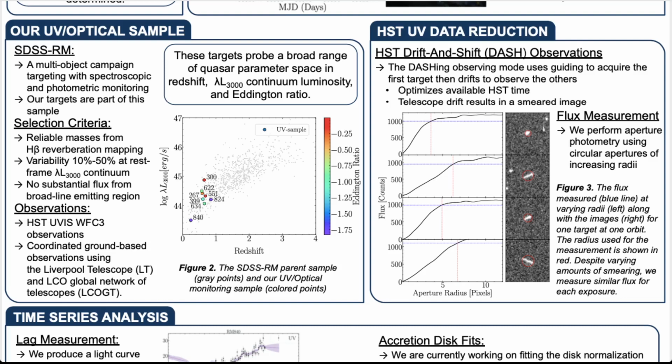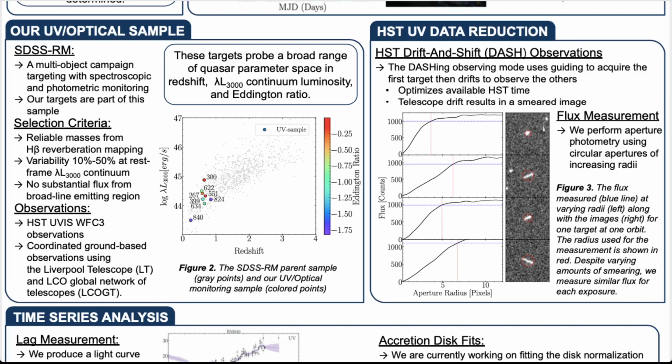For one of the cycles of our HST observations, we used the drift and shift, or DASH, observing mode due to our targets' proximity in the sky. Essentially, HST used a guide star to acquire the first of our quasars, then drifted to observe the following four. While this saved time at each orbit, the targets had to be visually identified among cosmic rays in subexposures based on their less point-like flux distribution. In other words, they appeared blurrier and grayer.